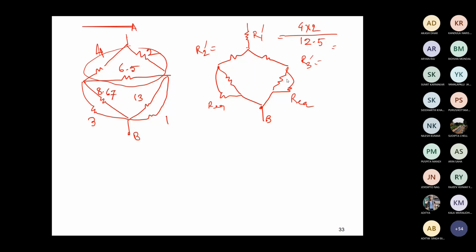Nodal analysis and the loop analysis. Any query so far now? I think you can solve it, right? After I convert delta, it is like a 10 plus 2 level problem.